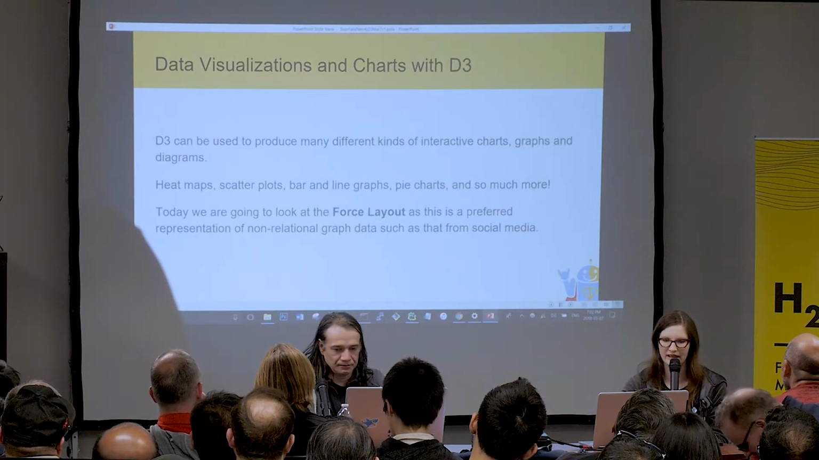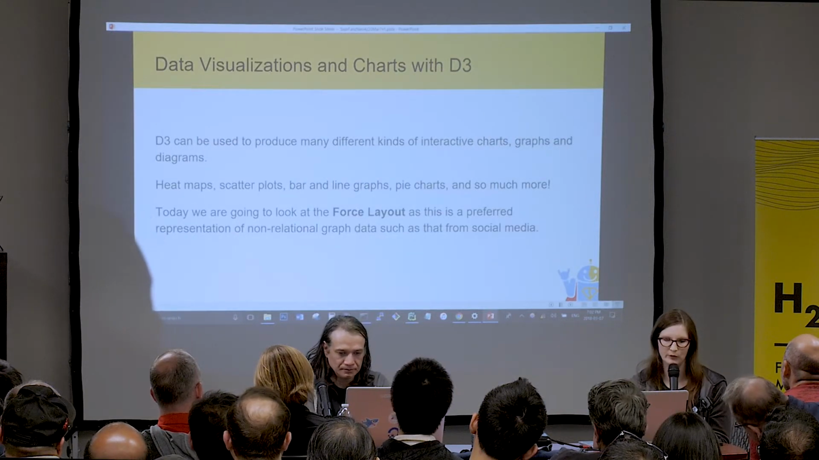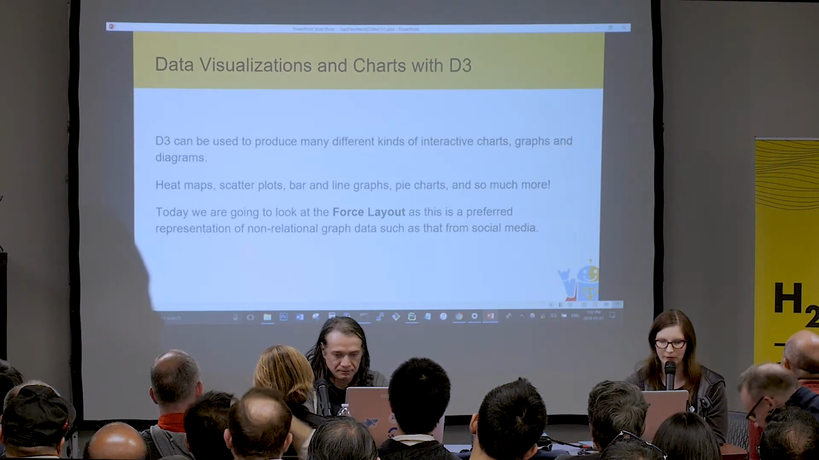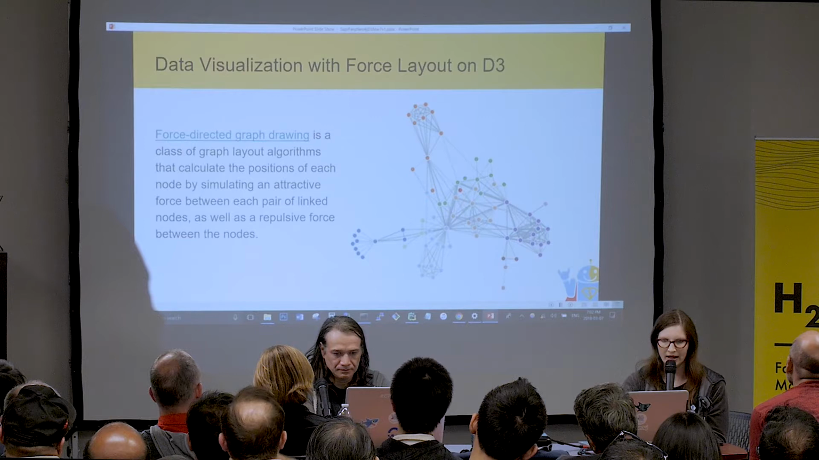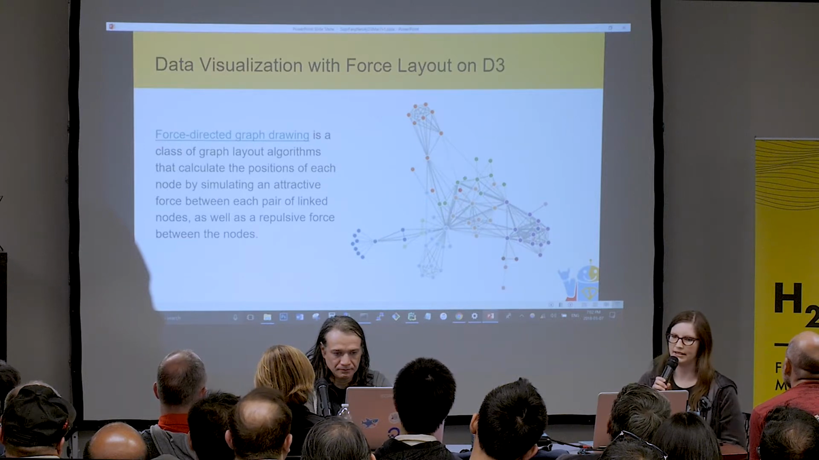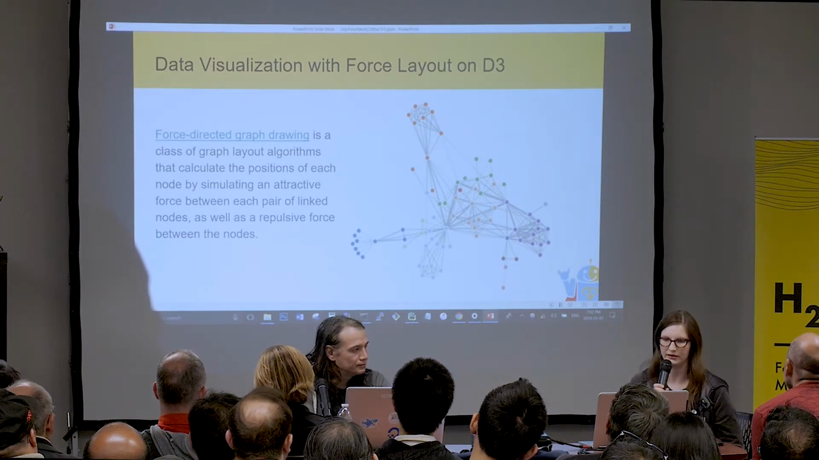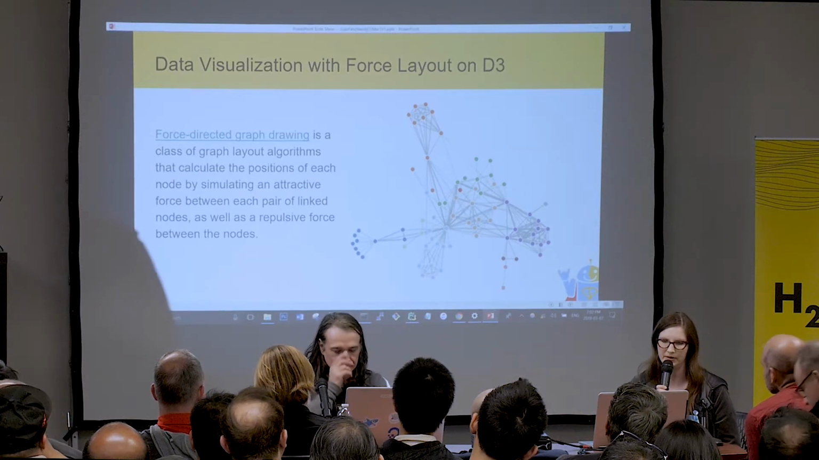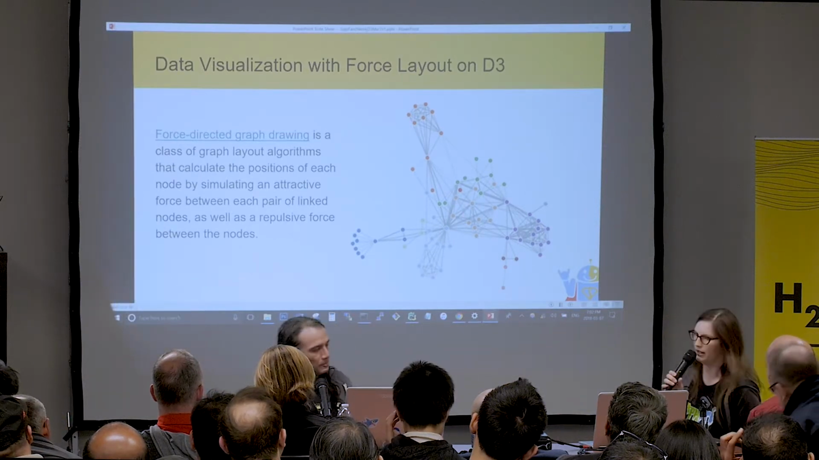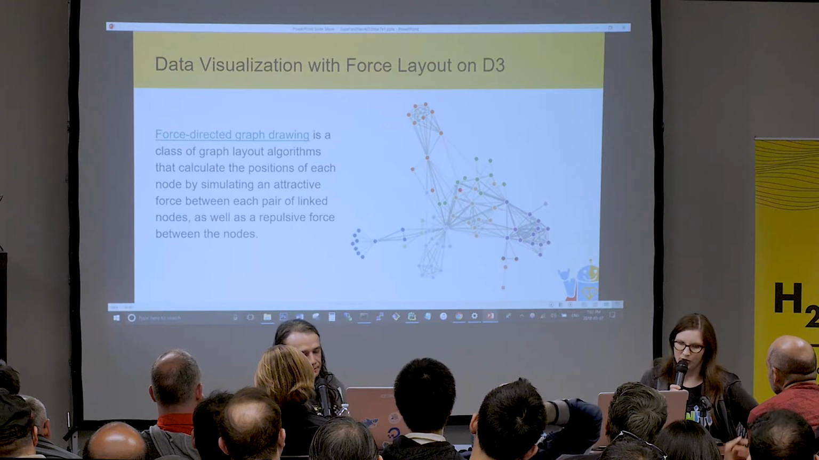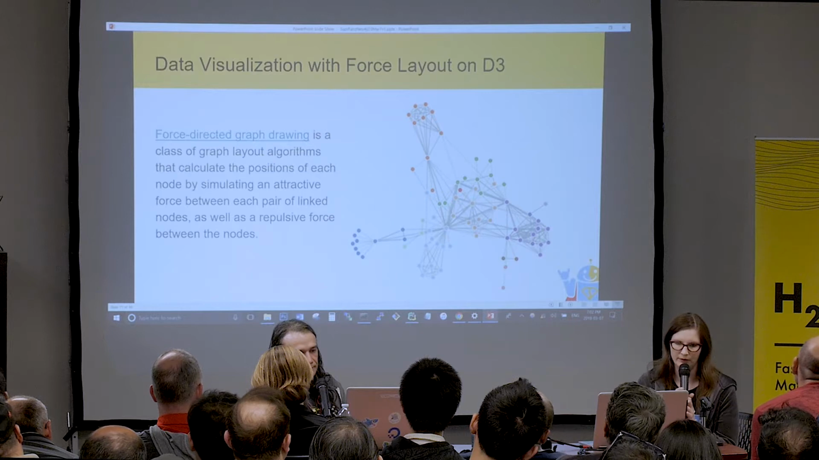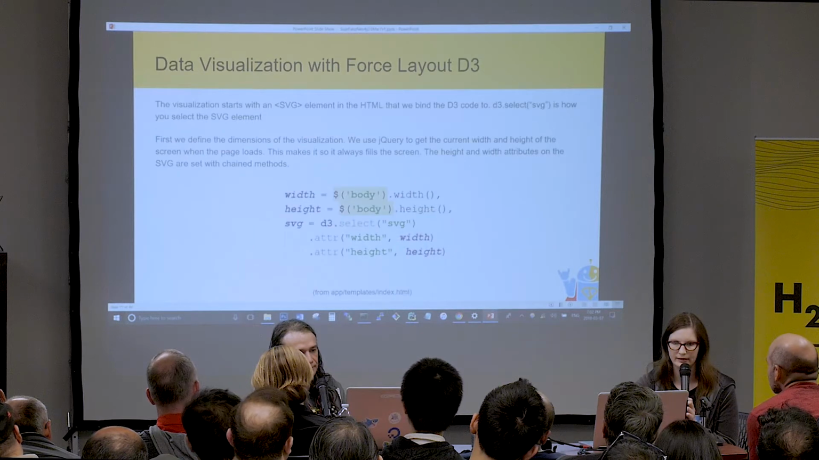But we're going to look today at the force layout, as this is a preferred representation of non-relational graph data, such as that from social media. What is a force layout? It's also called a force-directed graph drawing, a class of graph layout algorithms that calculate the positions of each node by simulating an attractive force between each pair of linked nodes, as well as a repulsive force between the nodes.